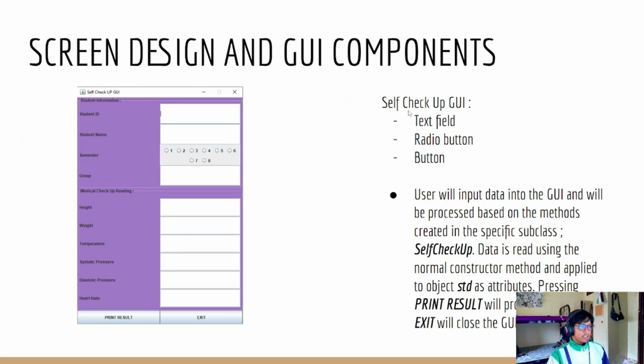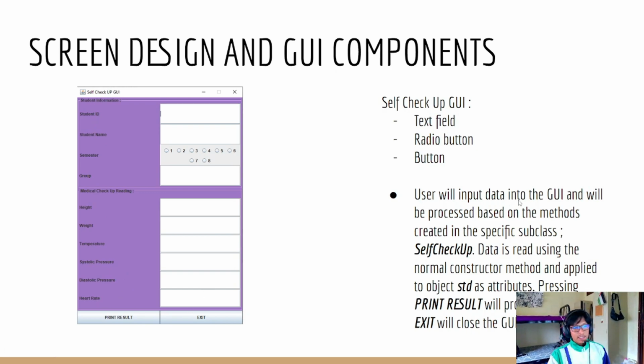In this UI, it consists of text fields, radio buttons, and buttons. The user needs to fill in the blank form. Firstly, the student ID. Second, student name. Semester, group, height, weight, temperature, systolic pressure, diastolic pressure, and heart rate.